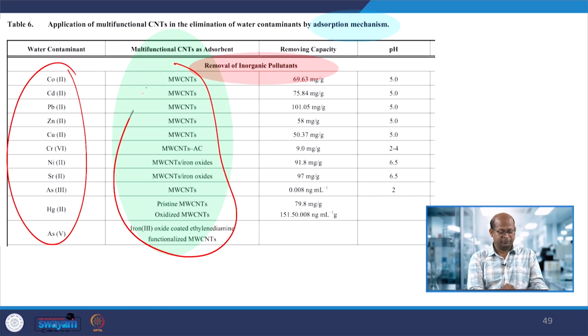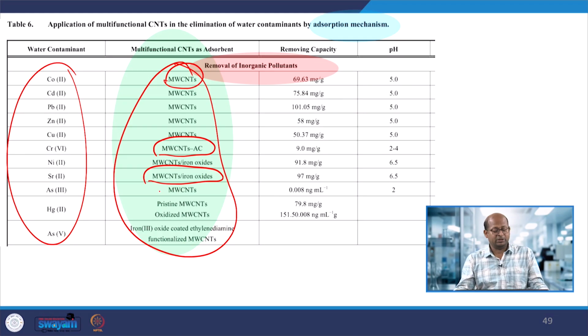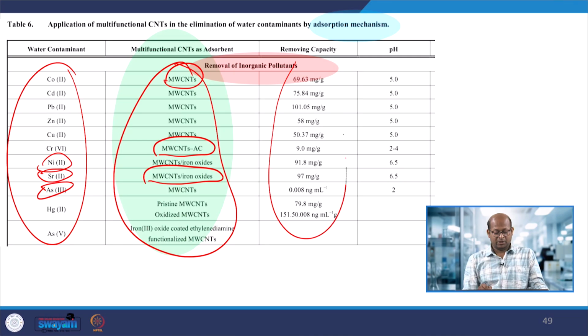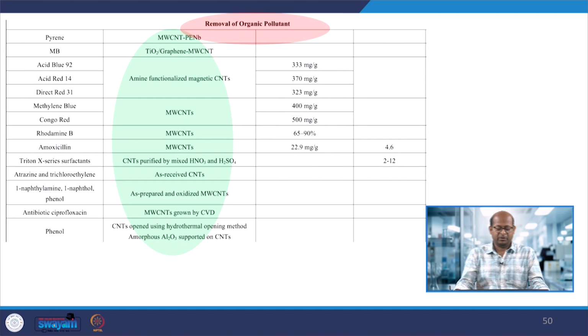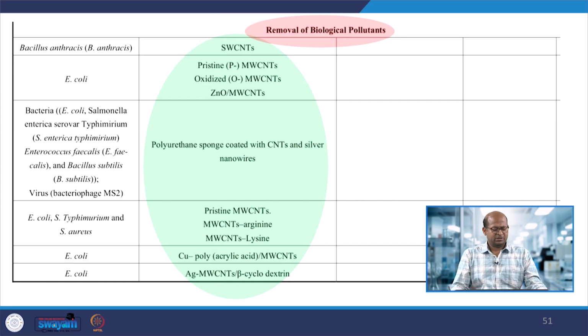Okay, a different type of nanomaterial is multi-wall carbon nanotubes combined with activated carbon, or multi-wall carbon nanotubes with iron oxides. That composite we can use as an adsorbent, so it can remove metals such as strontium, arsenic, and nickel contaminants in water. The removal capacity is very good, and pH is also an important parameter for this separation.